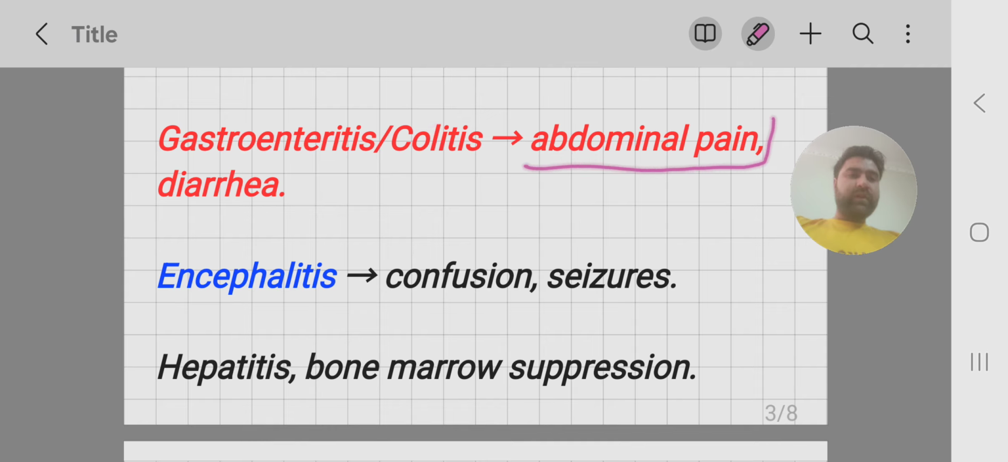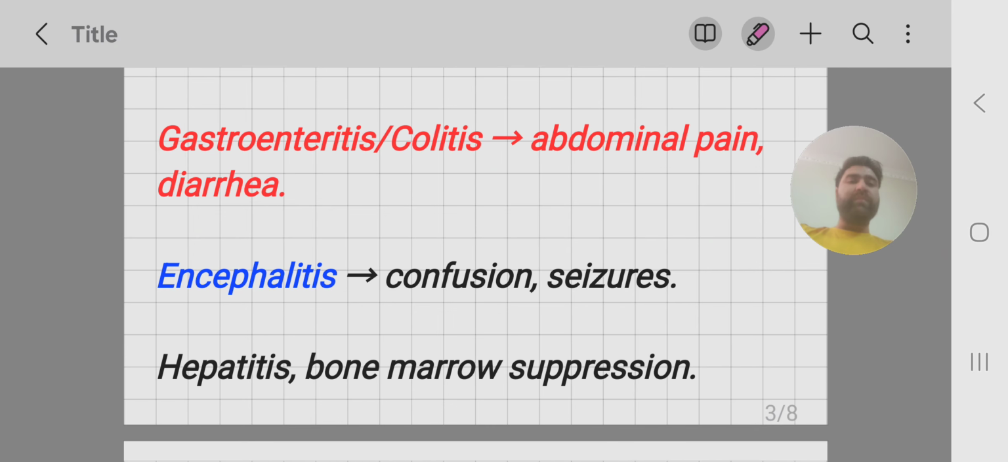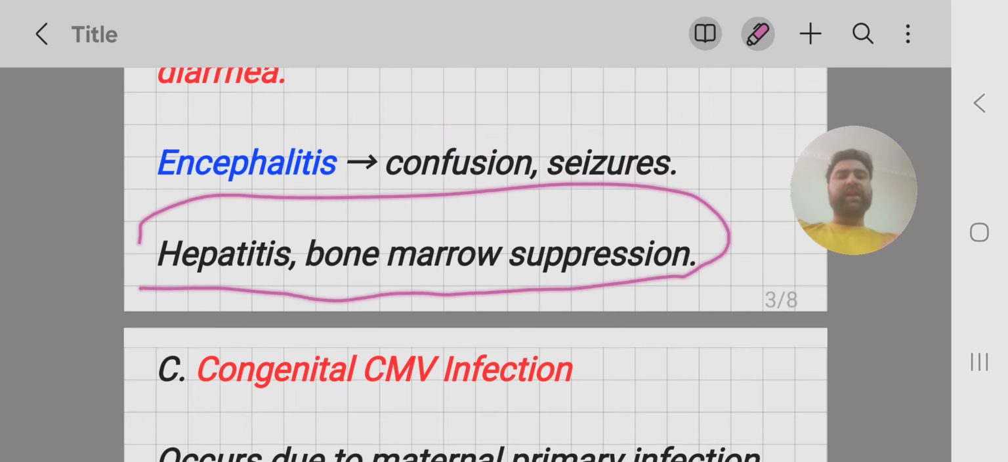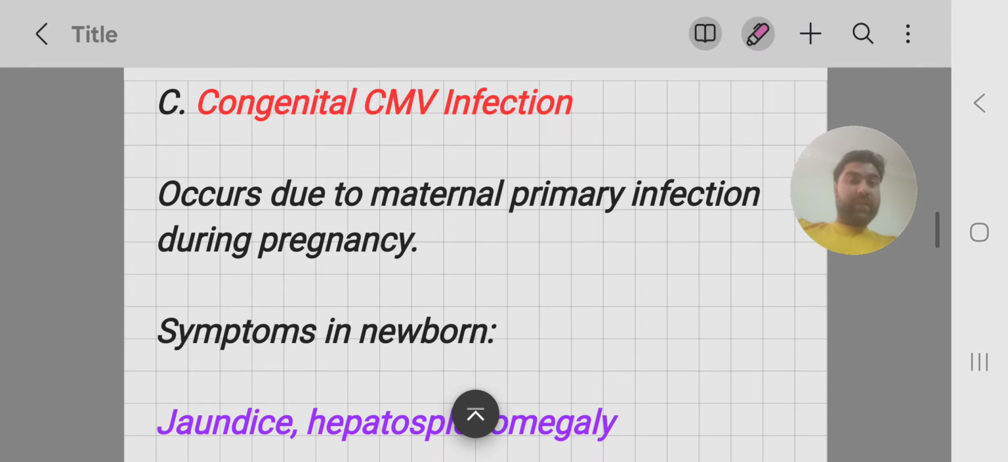CMV colitis leads to abdominal pain and bloody diarrhea, and it is diagnosed on flexible sigmoidoscopy. So, sigmoidoscopy is done to check for CMV colitis, especially in IBD patients. It can also cause encephalitis leading to confusion and seizures, and hepatitis, bone marrow suppression, etc. can also be caused by CMV in immunocompromised patients. The most important thing is congenital CMV infection.